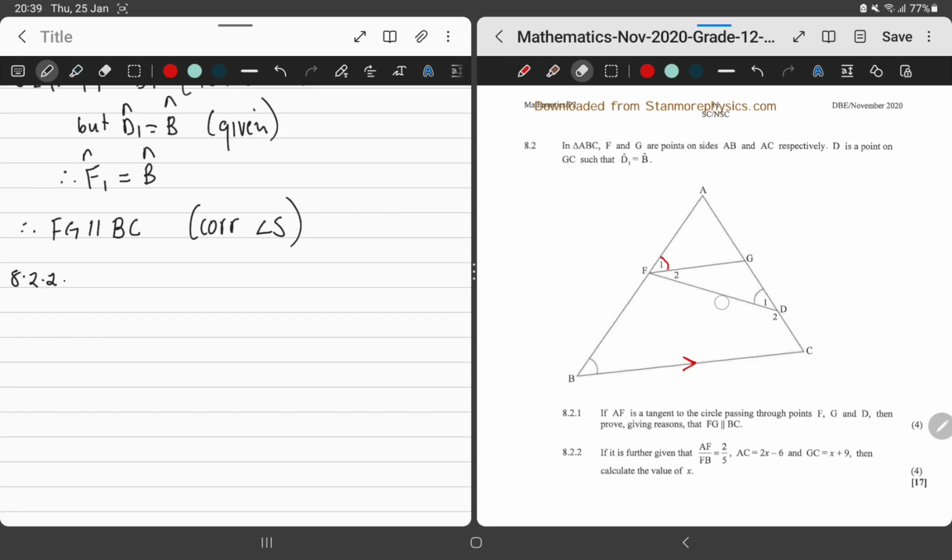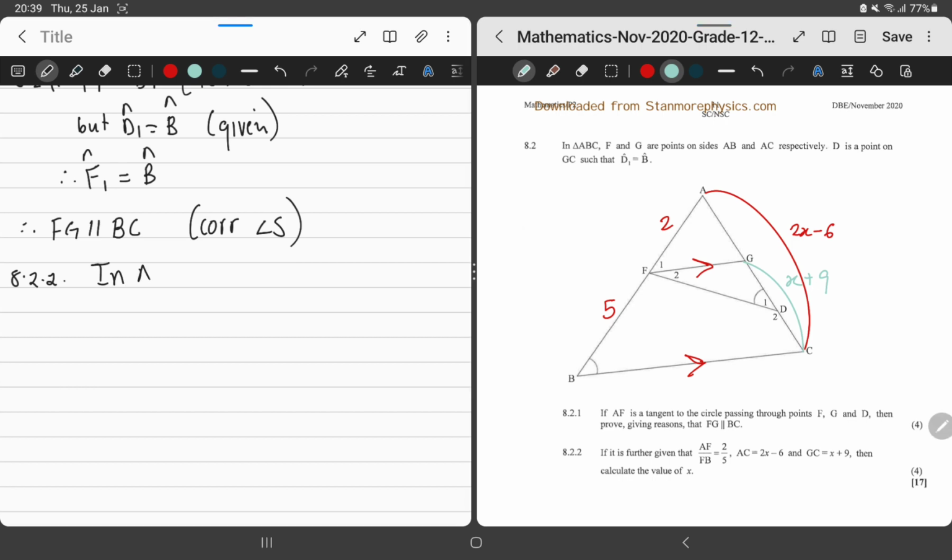8.2.2. So now we have this line being parallel to that one. And then it is further given that AF is 2, and then FB, that's a 5. AC is 2x minus 6, so that whole length is 2x minus 6. And then GC is equal to x plus 9. This is x plus 9. And then they want us to calculate the value of x.